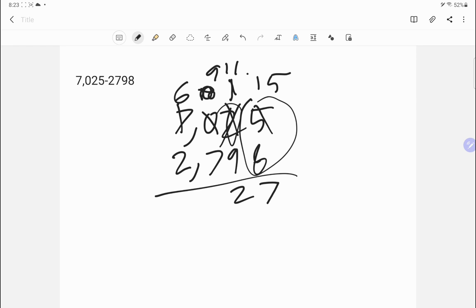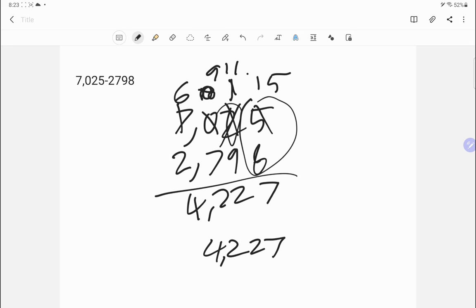So now you look right over here on the hundreds place. Now it's easy because you can subtract. So 9 minus 7 is 2. And now 6 minus 2 you can subtract, and then 4. So the answer is 4,227.